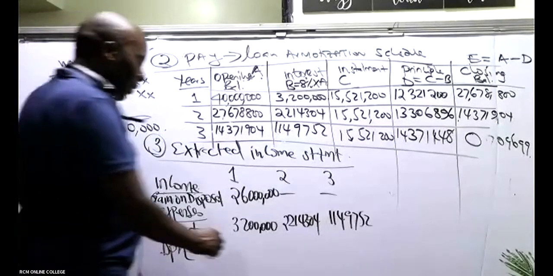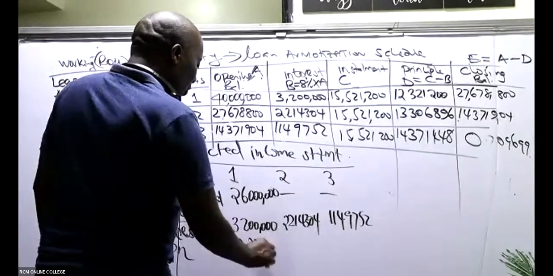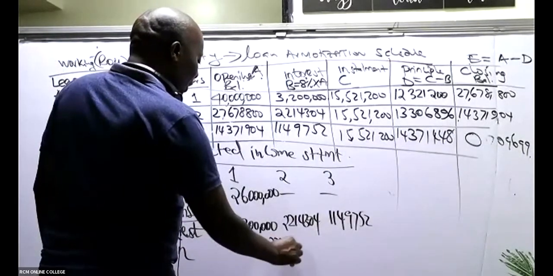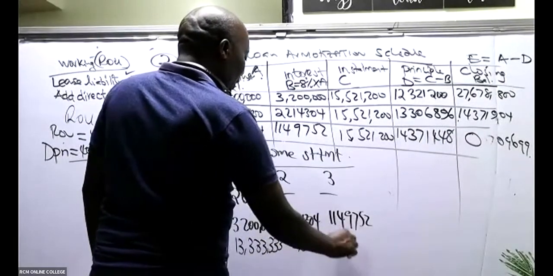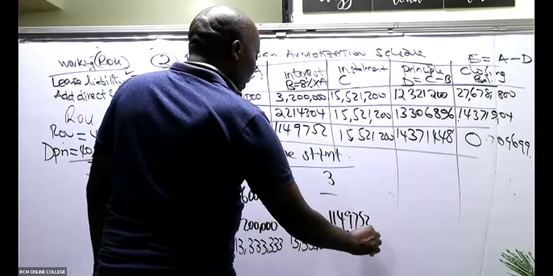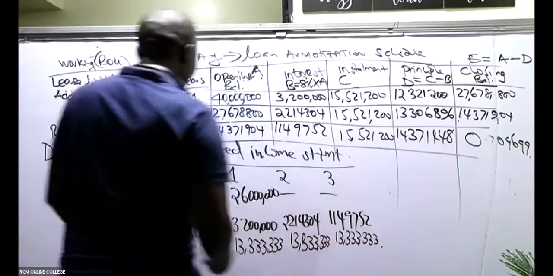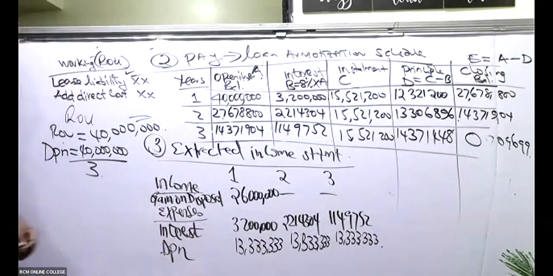So we have here 13,333,333. Like that, 13,333,333, and now you are through with your extracted income statement. So these are the numbers that you'll be able to take to your income statement pertaining to your leased assets. These are the numbers you should be able to take to your full income statement, pertaining to this extracted income statement.